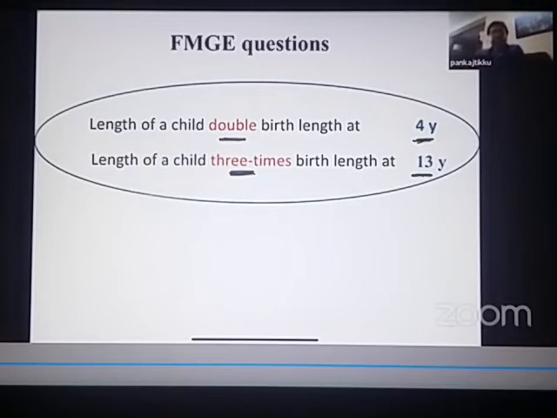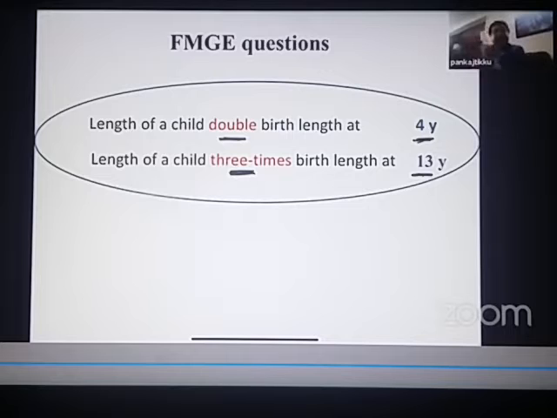Length of a child we were talking about is double the birth length at the age of 4 years and is 3 times the birth length at the age of 13 years. So I was talking about how the weight changes. Double the birth weight at 5 months, 3 times the birth weight at 1 year, 4 times the birth weight at 2 years, 5 times the birth weight at 3 years, 6 times the birth weight at 5 years, 7 times the birth weight at 7 years, and 10 times the birth weight at 10 years. This is how the weight was changing.